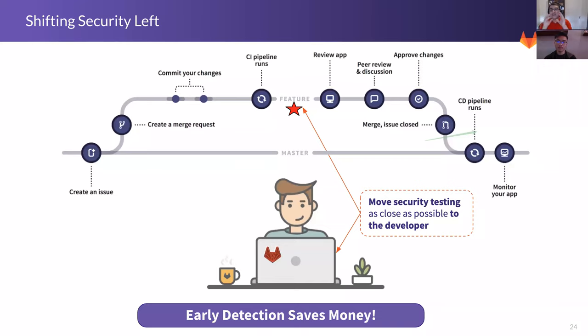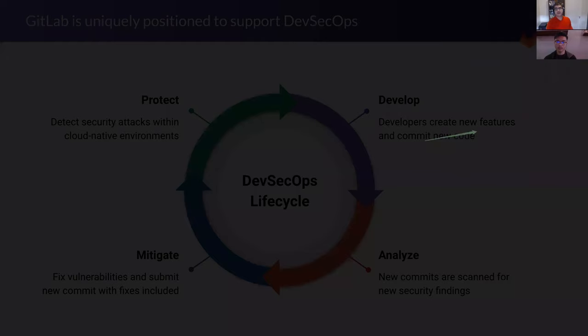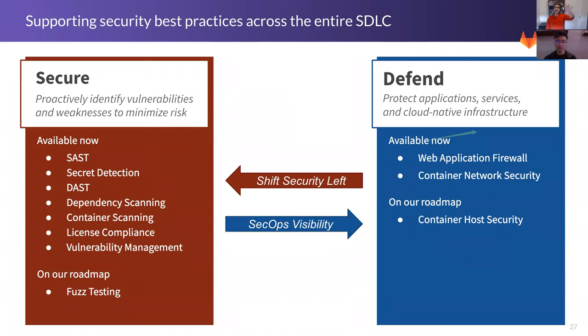But the point is, we need it to be clear. It's about having security integrated in the DevOps cycle to make it a real DevSecOps cycle. So you did the security scanning. On the other side, by the way, here it says on our roadmap, but it's already in our production. It has just been released yesterday. So this is from pre-release. Once it is released, we have SecOps visibility. We enable our customers to deploy web application firewall, container networking security, and, on our roadmap, container host security. So you can define your security policies and let GitLab deploy them to your environment, especially if you are working in a Kubernetes environment.